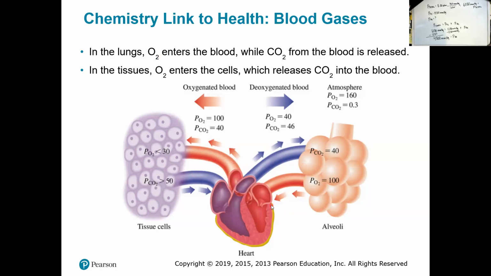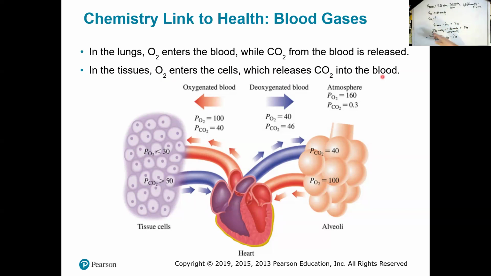This is just a blown up picture of what we looked at earlier, but here you're seeing in your lungs, your oxygen is going to enter the blood and the CO2 that's in your blood is going to be released from it. That's the process that's going on in your lungs, but in your tissues, your oxygen is going to enter the cells. And then your cells are going to release CO2 into the blood. Right? So this is how this all gets connected.